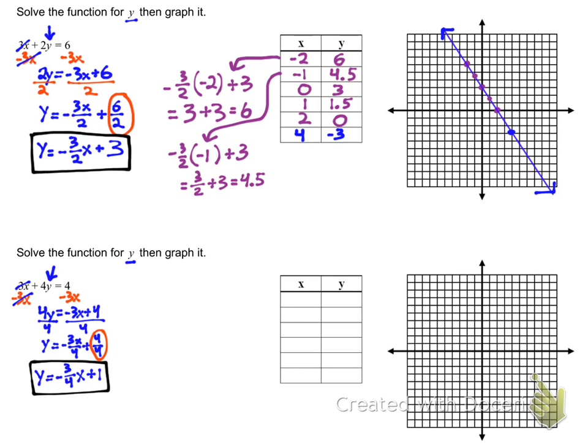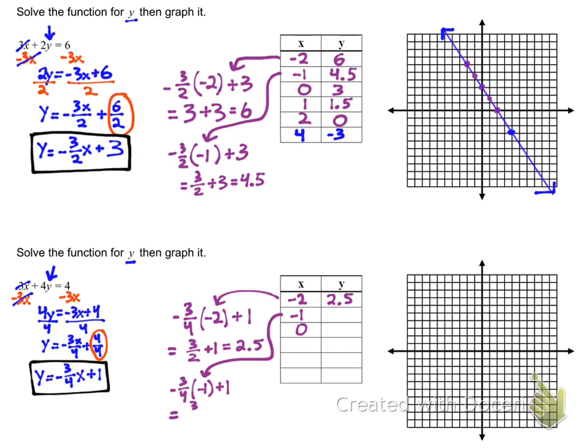Now, this is a little bit trickier of a function to plot, and I'm just going to do the first 3 points to show you why. When I plug in -2, I don't get a nice even number. I get 2.5. When I plug in -1, I get an even uglier number. That's 1.75. Ugly in terms of having to graph it.